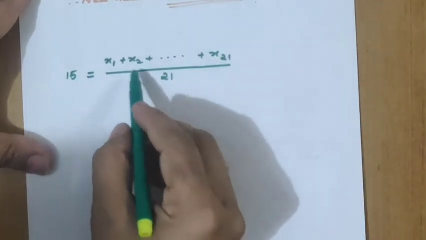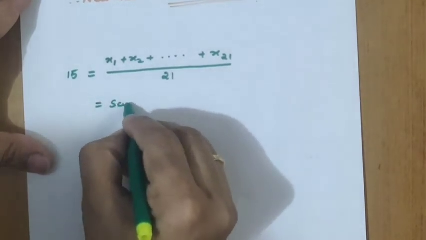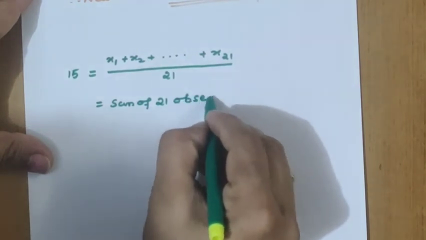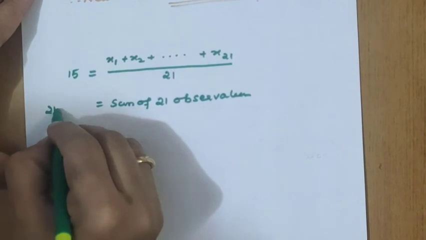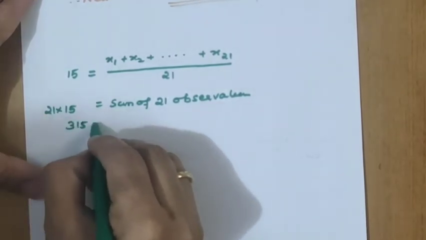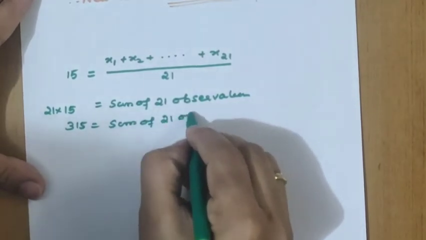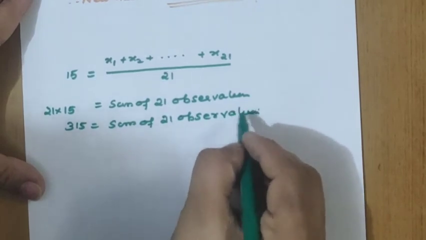So what will happen for this? The sum of the 21 observations means 21 into 15, which is equal to 315. This is the first part. I hope it is clear for you. Sum of 21 observations. Now what is the second part of the question?